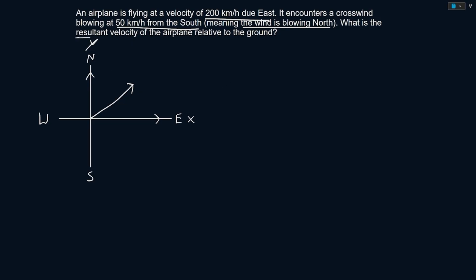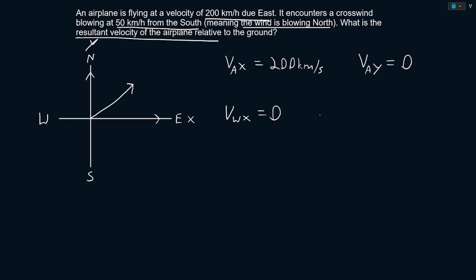In order to find the resultant velocity of the airplane, we must find the x and y components of the velocity of the airplane and the wind. The x velocity of the airplane is equal to the magnitude of its velocity, 200 kilometers an hour, as it is going directly along the x-axis. The y velocity of the airplane is equal to 0 as it has no movement in the y-axis. The x component of the wind's velocity is equal to 0 as it does not move in the x direction, while the y component of the wind's velocity is equal to 50 kilometers an hour.